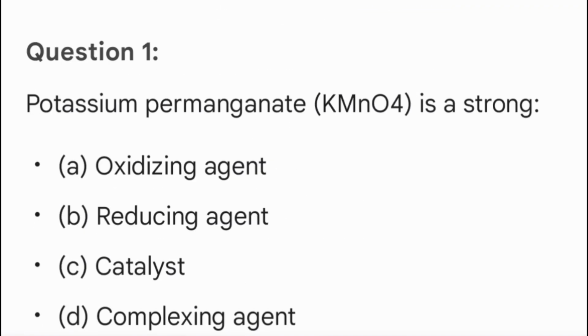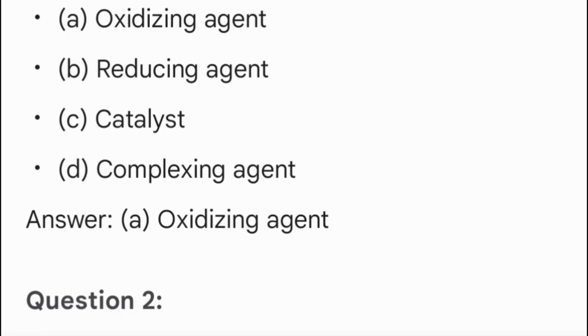Important compounds of transition elements. Objective questions. Question 1. Potassium permanganate is a strong A. Oxidizing agent. B. Reducing agent. C. Catalyst. D. Complexing agent. Answer. A. Oxidizing agent.